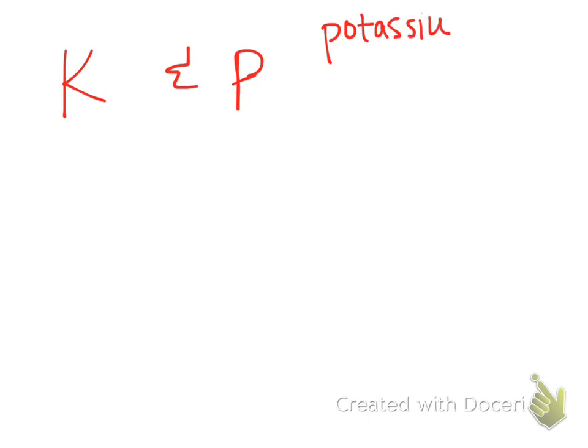Let's try another one. Let's try a combination between potassium and phosphide. The name for this molecule would be potassium phosphide. Let's look at each of our charges. Potassium has a charge of +1. If there's no number there, it just says plus, that just means +1. Phosphide has a charge of -3.